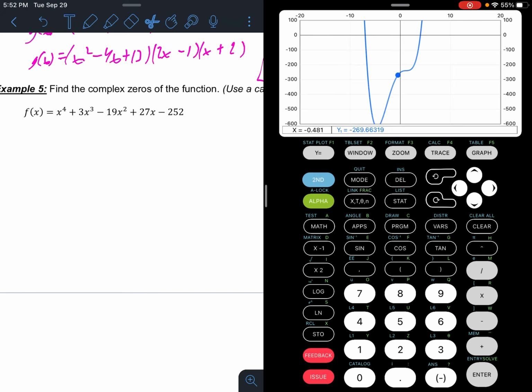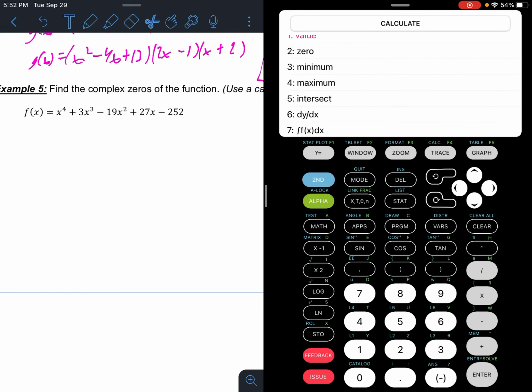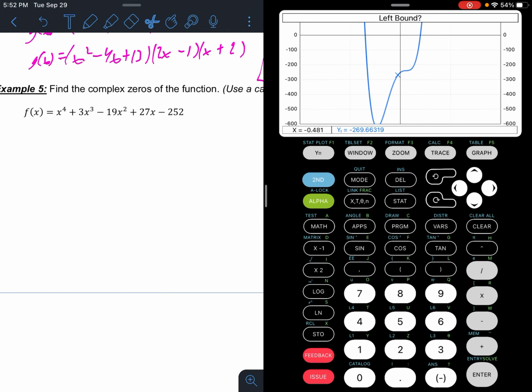All we need to see are the 2 zeros in the graph. Okay? So you can see it crosses the x-axis 2 times. We've got to find those 2 times they cross the axis. So go to second calculate, and number 2 is zero. And just use your cursor. Let's find the one on the right first. Go just to the left of that one, and then go just to the right of that one.